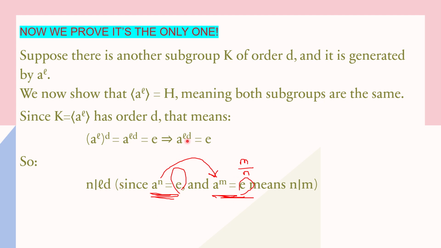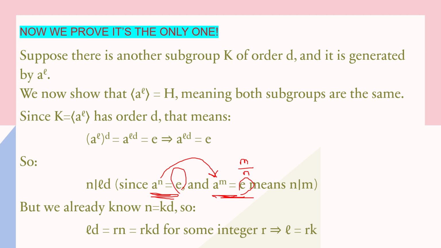Similarly, since a^(ld) is equal to e and a^n is equal to e, therefore n divides ld, that is ld divided by n. But we already know that n is equal to kd. When we write n divides ld, it can be written as ld divided by n, and we assume that it is equal to some integer r. So when n comes on this side, it will become ld is equal to rn. In place of n, we can write kd. So it will be ld is equal to rkd. d and d get cancelled, so we get l is equal to rk. This is what we got till now: l is equal to rk. So we just write it here.